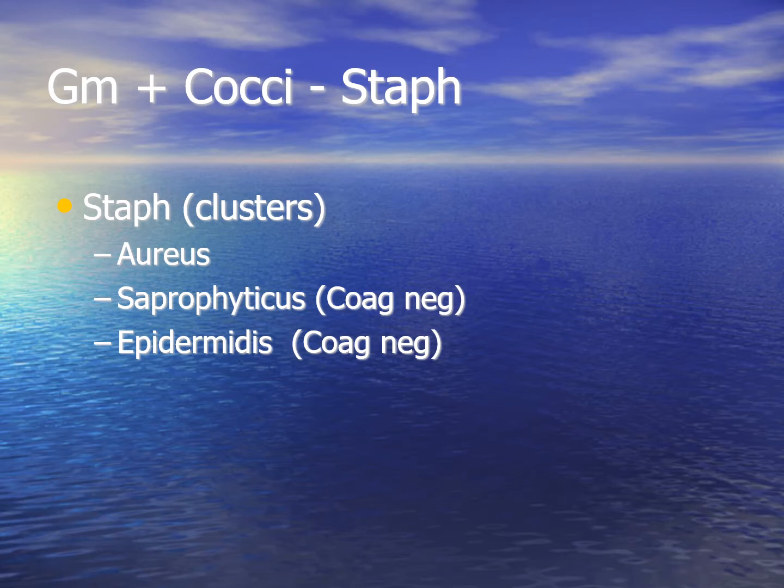Coag negative staphs, such as saprophyticus or epidermidis, used to be thought of as contaminants. We do know now that they can cause infections in joints and some other places, but when they culture out, you do need to decide whether it represents some contamination or an actual infection.